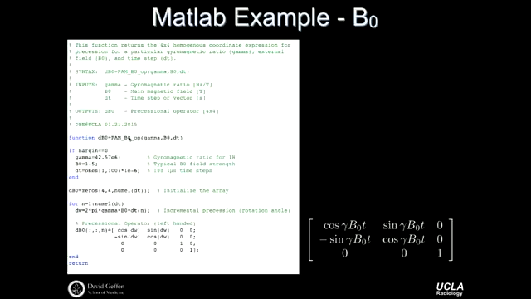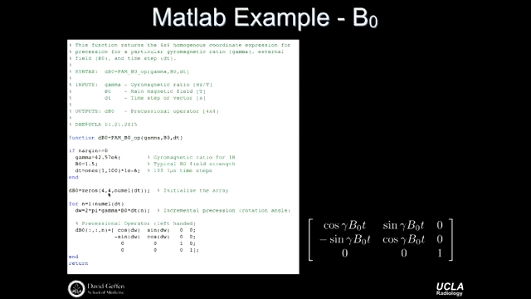This is our B0 operator. It takes as inputs gamma, B0, and dt, just like the matrix expressions that we've been working with. If you don't hand it any arguments, it defines things for you. It defines gamma, B0, and dt. That's what this nargin means. If the number of input arguments is 0, then define some things. And then we're just going to initialize an array.